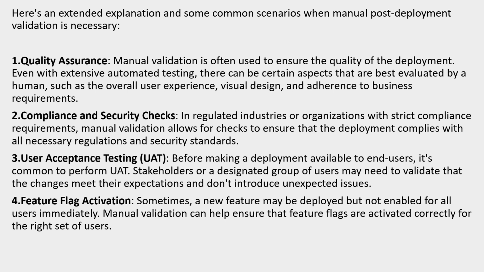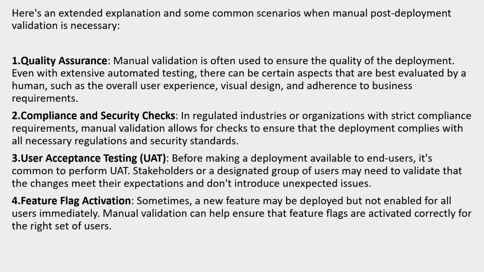Quality assurance. Manual validation is often used to ensure the quality of the deployment. Even with extensive automated testing, there can be certain aspects that are best evaluated by a human, such as the overall user experience, visual design, and adherence to business requirements. Compliance and security checks. In regulated industries or organizations with strict compliance requirements, manual validation allows for checks to ensure that the deployment complies with all necessary regulations and security standards.